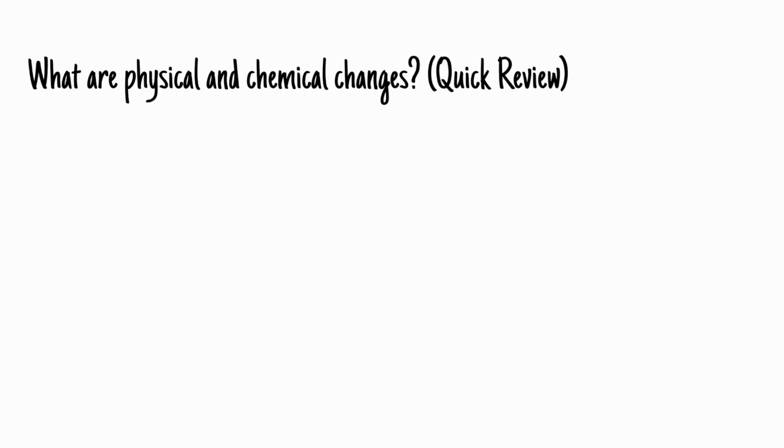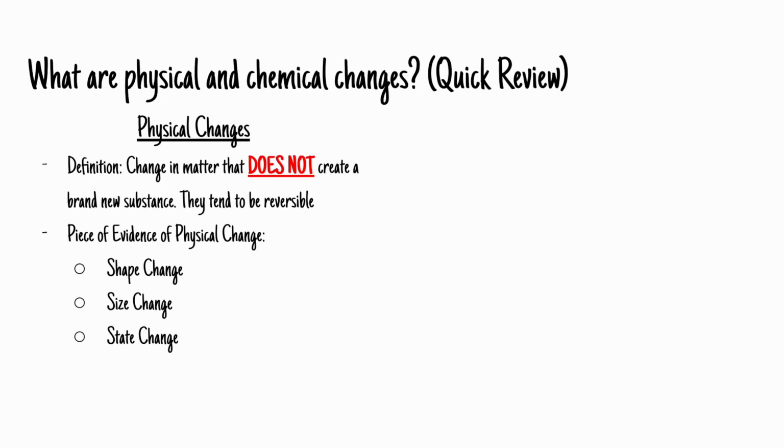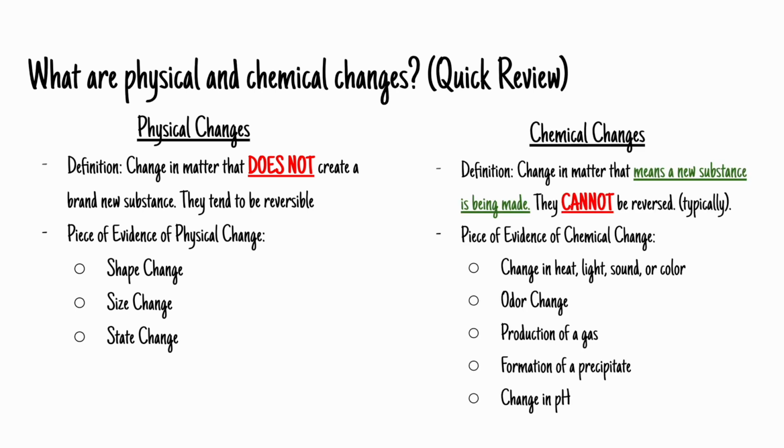What are physical and chemical changes? A super quick review. Physical changes are a change in matter that do not create a brand new substance. They tend to be reversible. Pieces of evidence of a physical change include shape change, size change, and state change. Chemical changes are a change in matter that mean a brand new substance is being made. They cannot be reversed, typically. Pieces of evidence of a chemical change include change in heat, light, sound, or color, odor change, production of a gas, formation of a precipitate, or a change in pH.